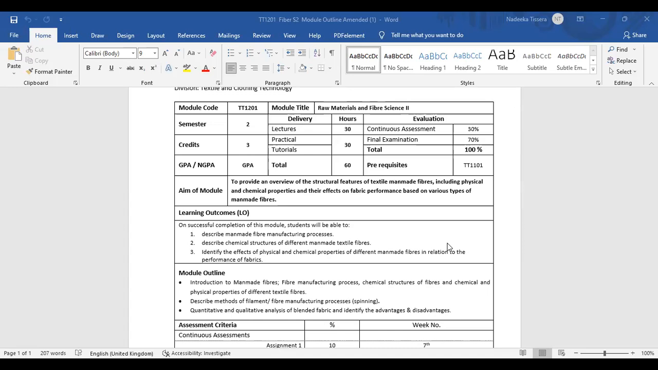Those are what we call the physical properties of a fiber. And also there are chemical properties of fibers. Okay, maybe I will ask one by one. Index, yes, Imesha. Imesha, can you tell me what you mean by chemical properties of a fiber?